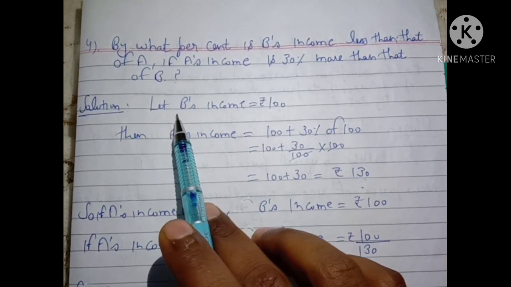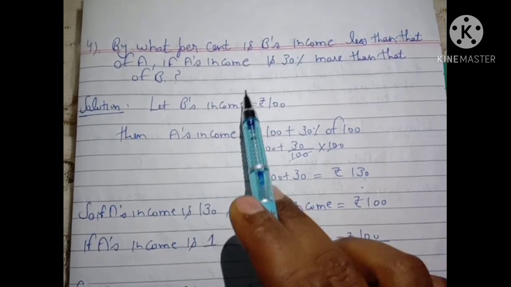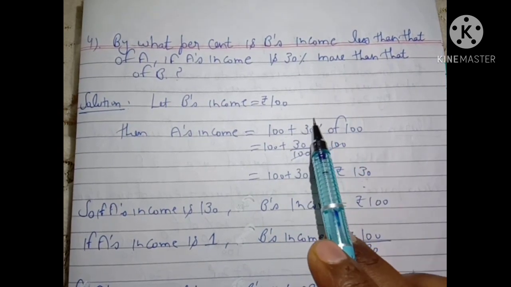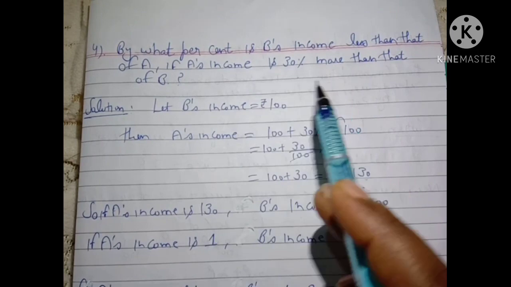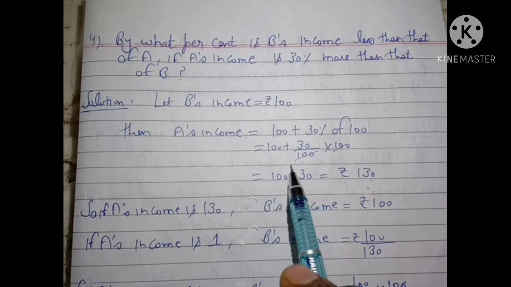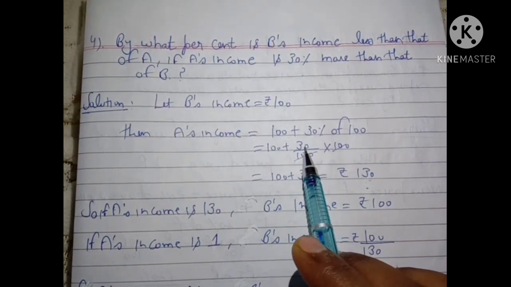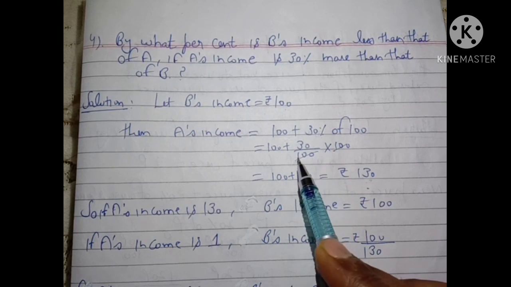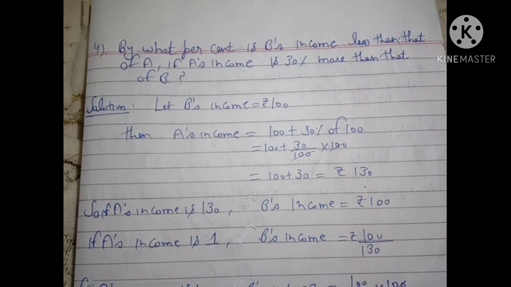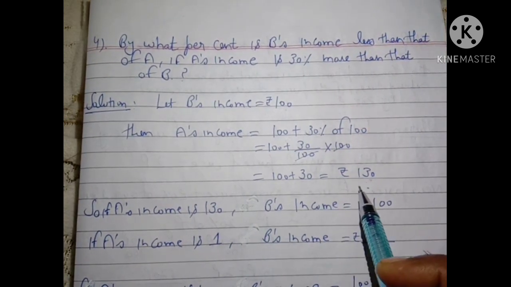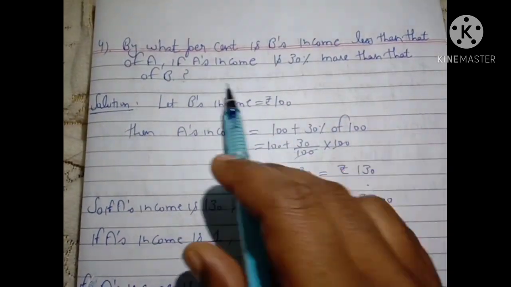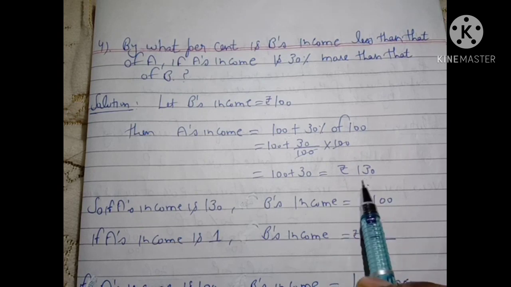So in this case you can see that B's income is rupees 100, then A's income, that is 30% more than B's, will be equal to 100 plus 30% of 100. Then 30% of 100 is 30 over 100 into 100, and after cancellation it will become 100 plus 30, equal to 130 rupees. So this is A's income, that is 130 rupees. So it means A's income is 30% more than B's income. So after solving we have found out this value.